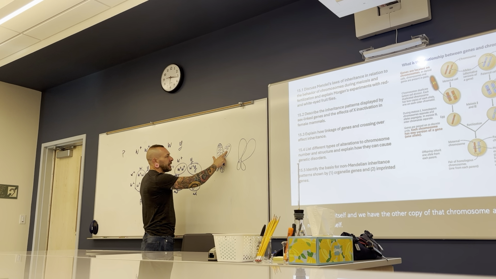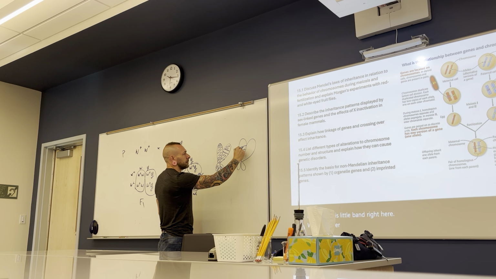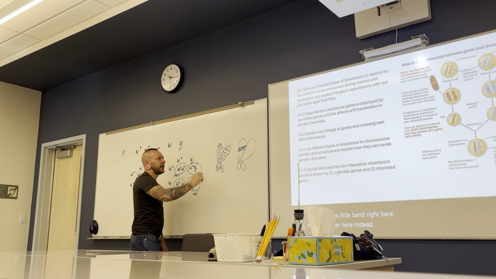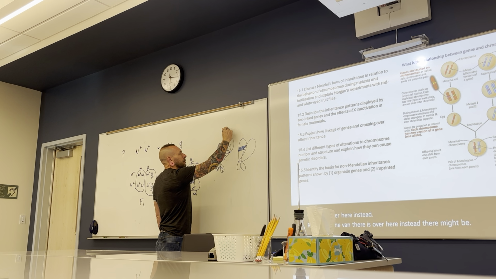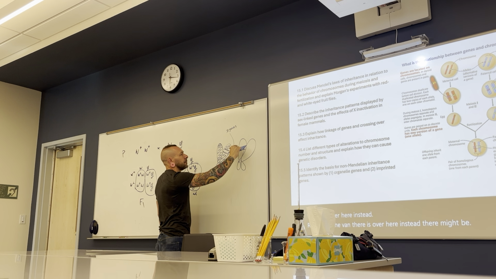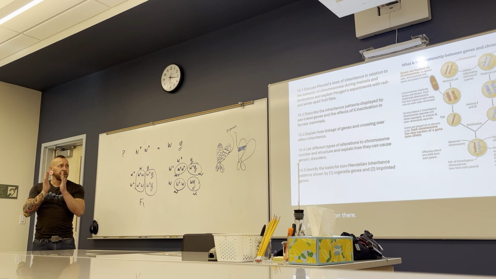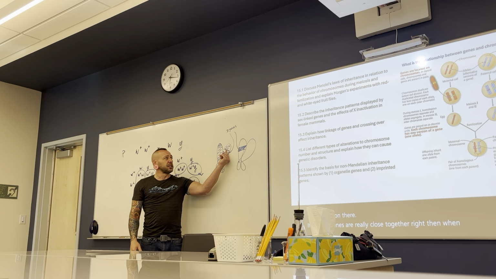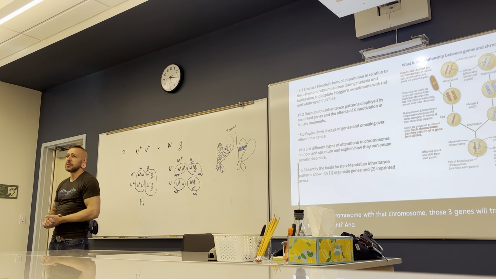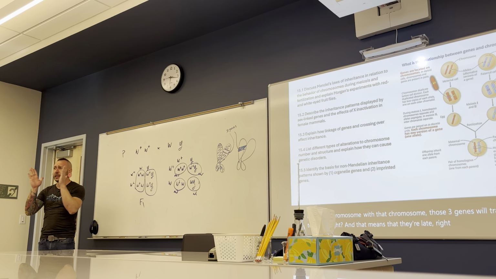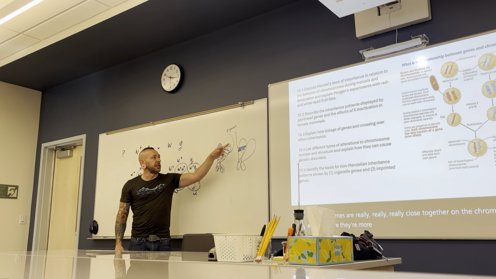If we take this little band right here, and we put it over here instead, and the band that was there is over here instead, there might be 3 genes on there. If those 3 genes are really close together, then when we trade a little bit of this chromosome with that chromosome, those 3 genes will travel together, and that means that they're linked. So linkage just means the genes are really, really close together on the chromosome, and therefore they're more likely to trade with each other.